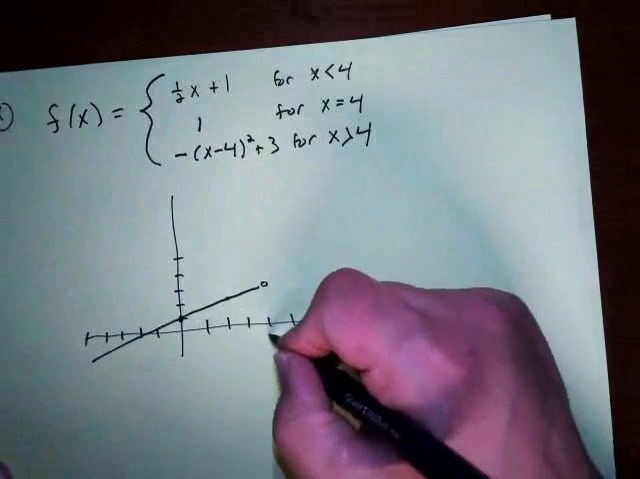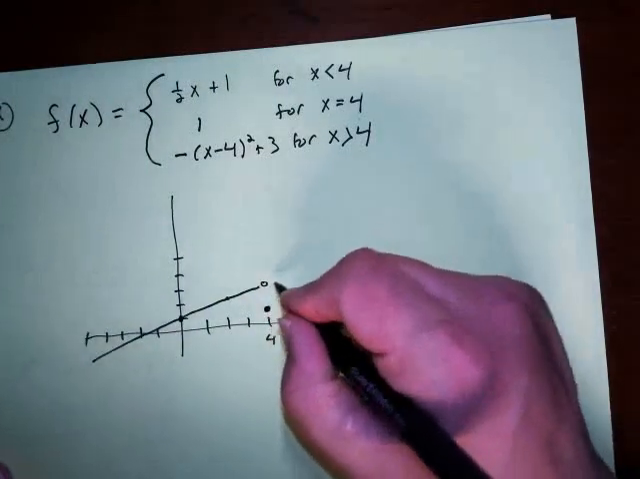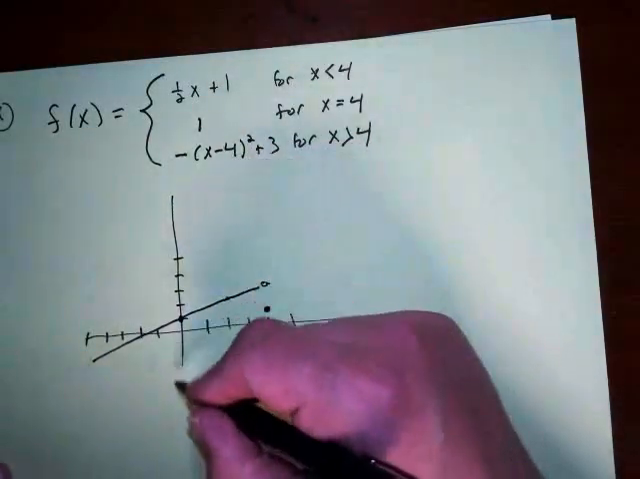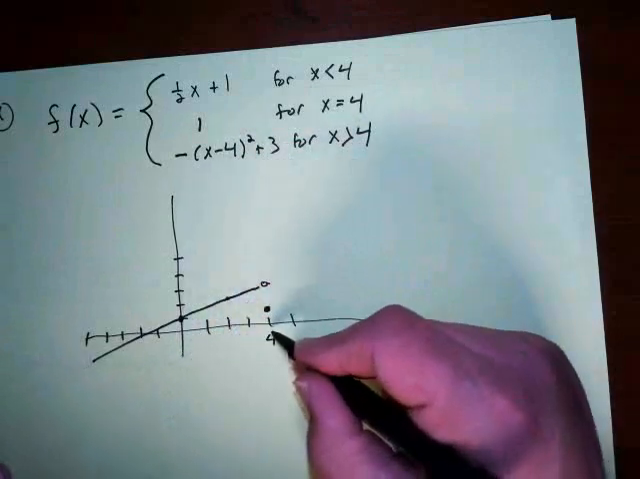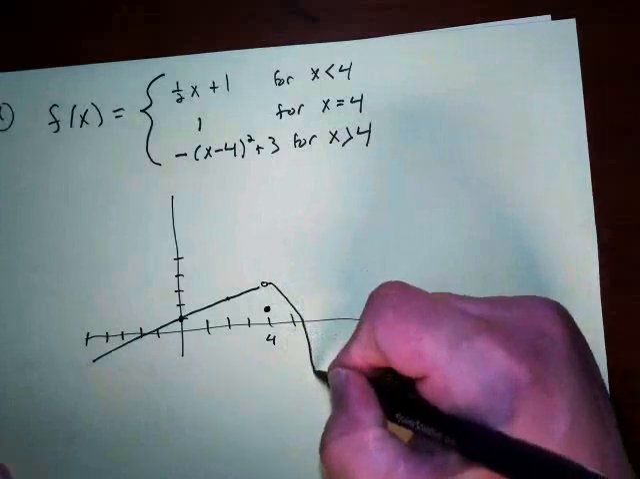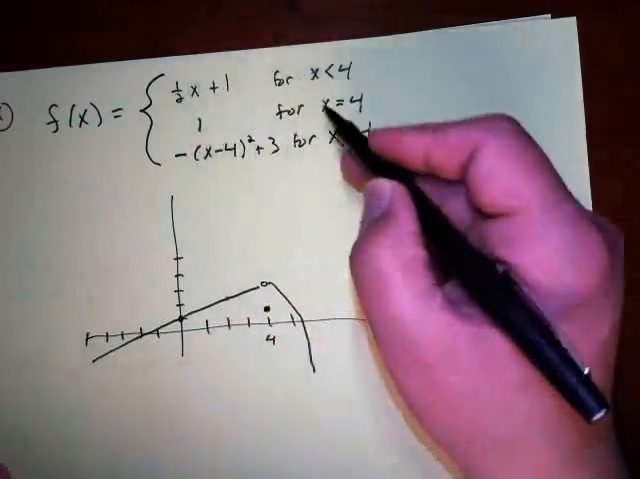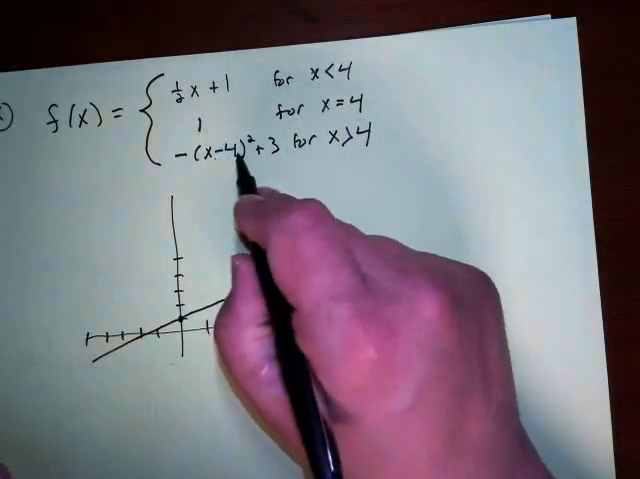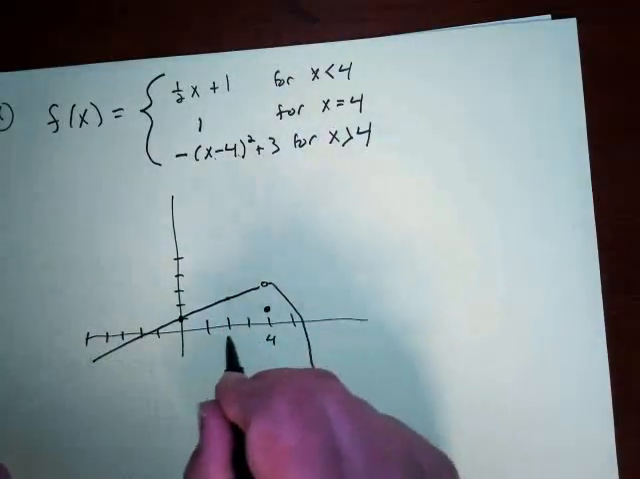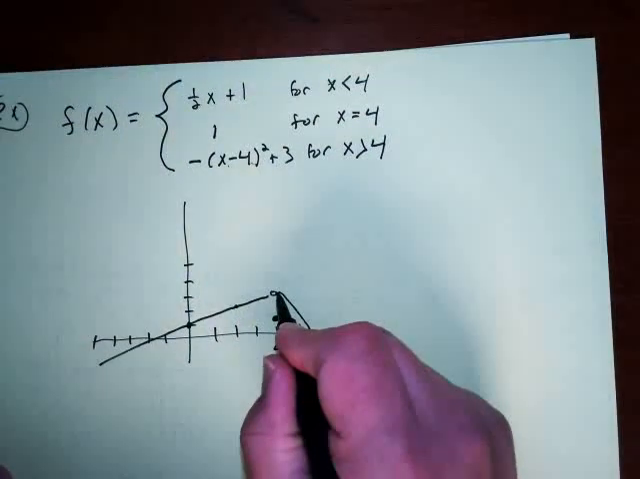right? And then at 4 here, it's actually equal to 1, so there's a dot, and then here it's going to be equal to this parabola, and this parabola is upside down, shifted over 4, and moved up 3, like this. And notice if I put 4 in here, 1/2 of 4 is 2, plus 1 is 3. If I put 4 in here, I get 0, plus 3 is 3. So both these graphs, as I'm approaching 4, both of the graphs are approaching 3.